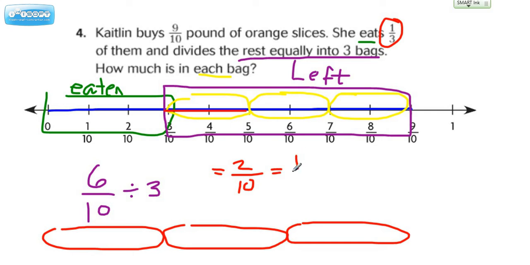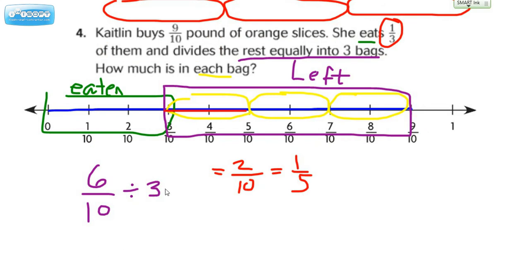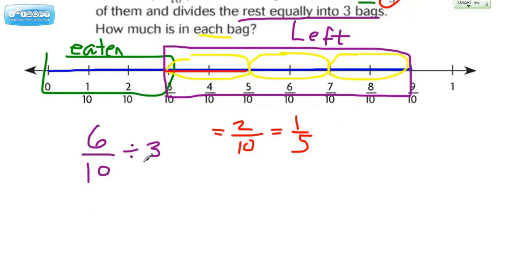Now let's talk about the algorithm for this. If we didn't have the nice pretty picture to look at, and let's move this out of the way, and we were to do the algorithm, we might say to ourselves, well, 3 is equal to 3 over 1, and we might use the little acronym keep, change, flip. We're going to keep the 6/10, which, by the way, we could simplify, but we'll just leave it in that form. Change this to multiply, and we can flip this to its reciprocal of 1/3.